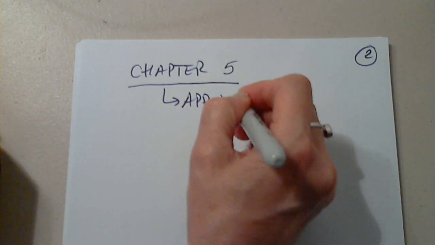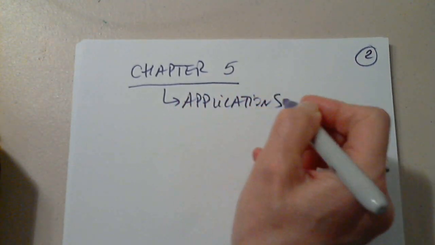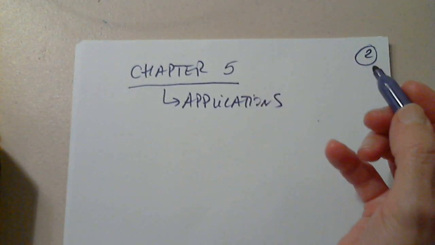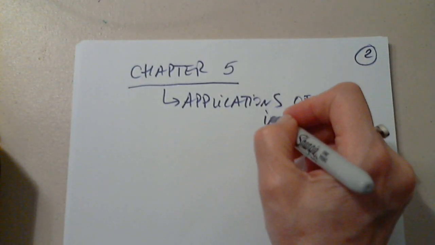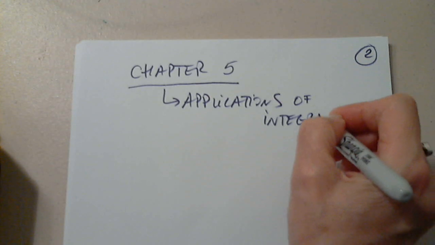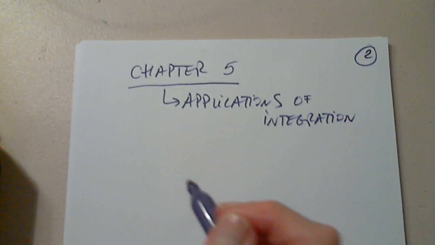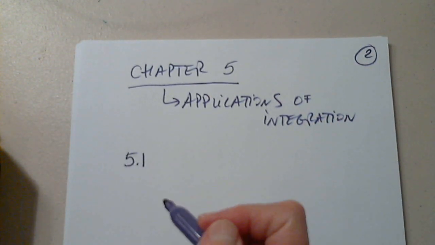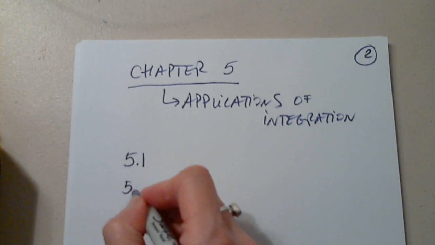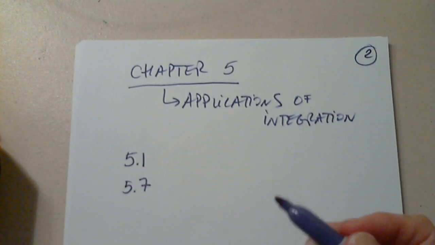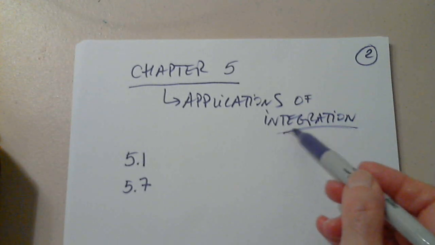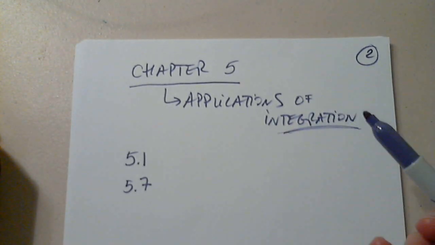Okay. Chapter 5, we're going to look at 2 applications of chapter 4. What was chapter 4? Of integration. And we only look at 2 sections, 5.1, which is an application, and 5.7, which is a different application of integration. In other words, integrals, right?